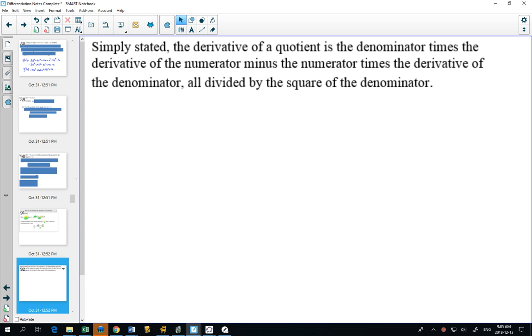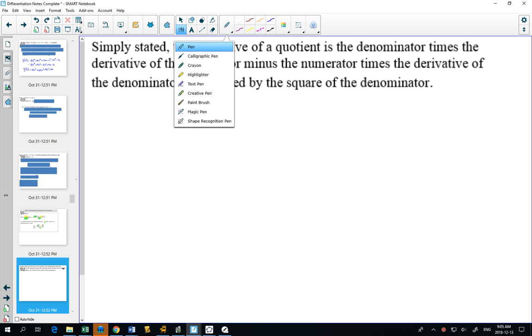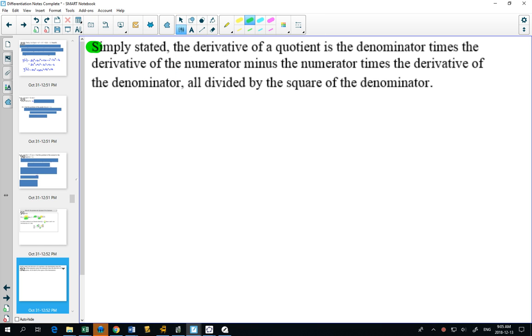I think that statement is worthwhile highlighting. I don't know how simply stated that is. If you told a friend not in calculus, this is the quotient rule and I'm going to simply state it for you, and read that to them, I don't think they would think you're saying something simply.